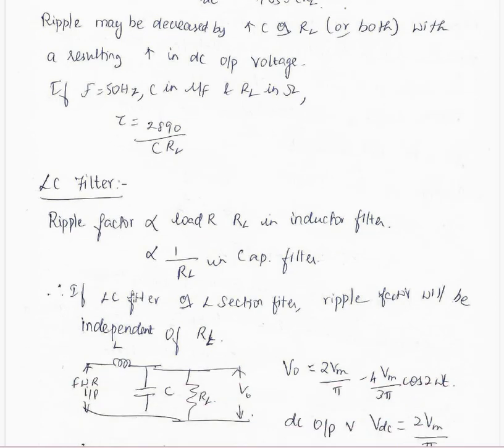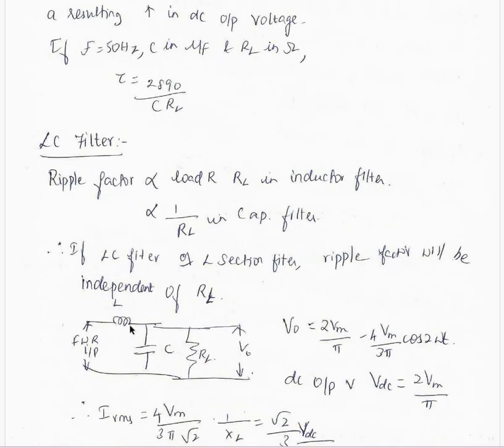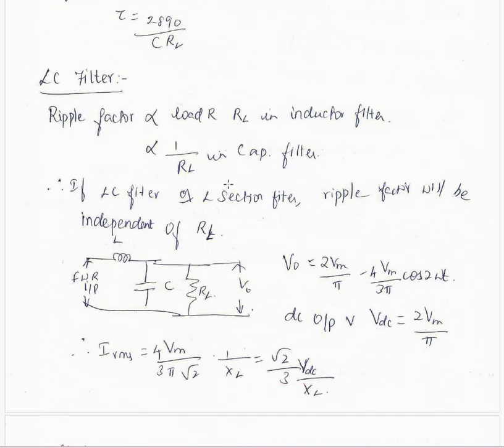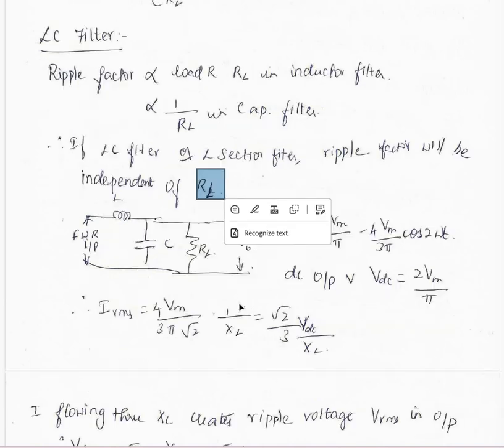Next, the LC filter. We include an inductance in series to the circuit and a capacitance in parallel to the circuit. The ripple factor is proportional to the load resistance in the inductor filter and inversely proportional to RL in the capacitance filter. So to make the output ripple independent of RL, we go for this LC filter.